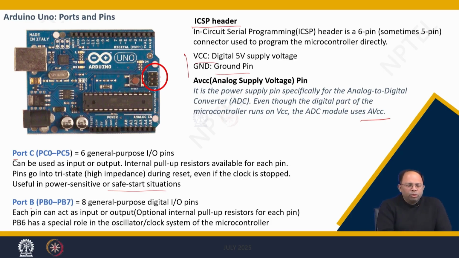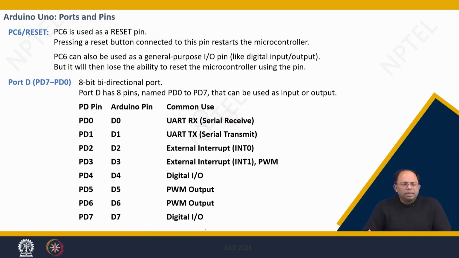And then there is port B, which has 8 general purpose digital input output pins. Here the pull-up resistors are optional, and sometimes one of them, PB6, has a special role in the oscillator and clock system. That means whenever we want to send a clock signal, we can do it via that pin. Then PC6 is the reset pin. It is mostly the reset pin, but we can use it as a general purpose pin as well if we want. In that case, the reset pin ability will not be there.